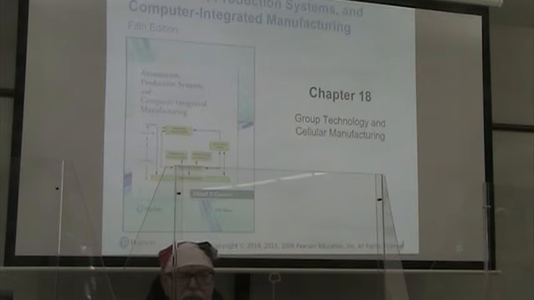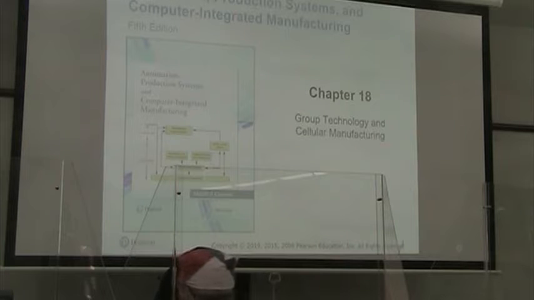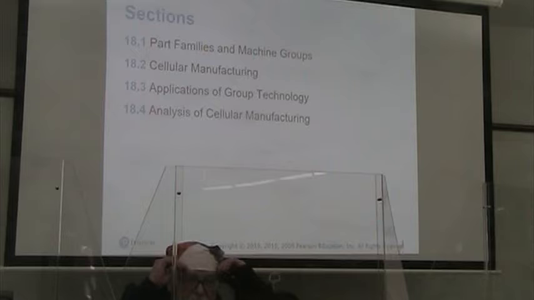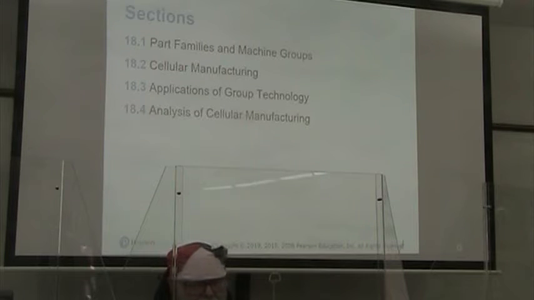Chapter 18, Group Technology and Cellular Manufacturing. One of my favorite subjects. All right, so we're going to talk about part families, machine groups, cellular manufacturing, how we use group technology, and how we analyze cellular manufacturing.